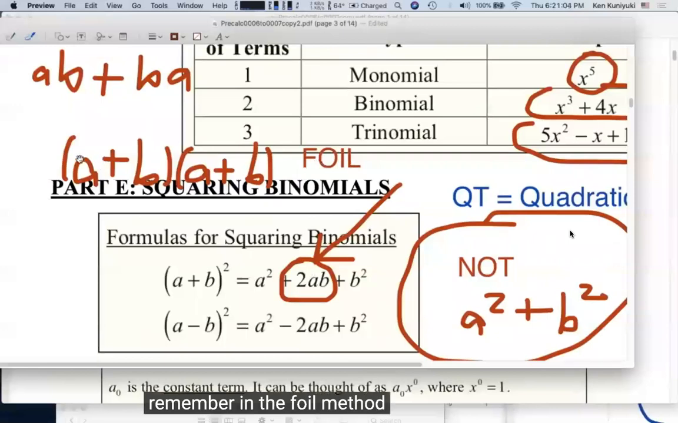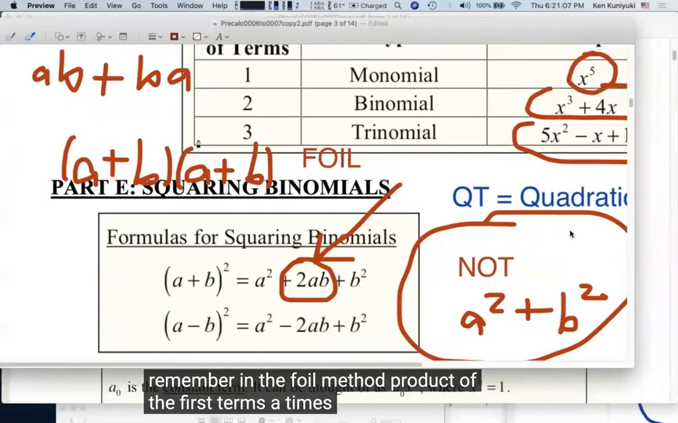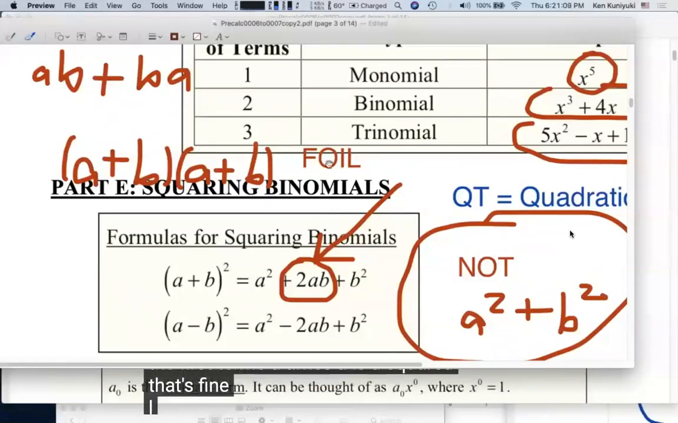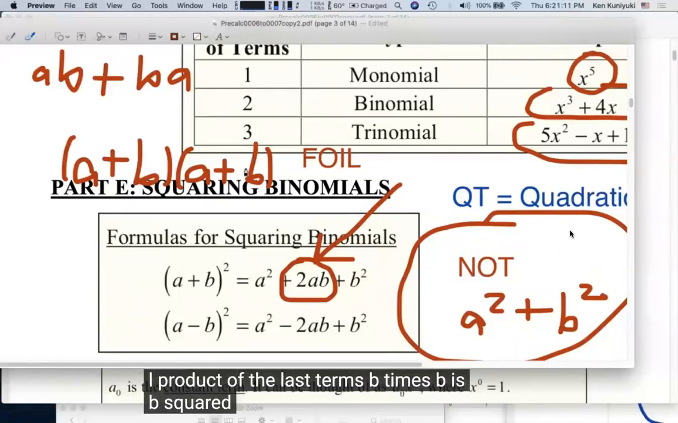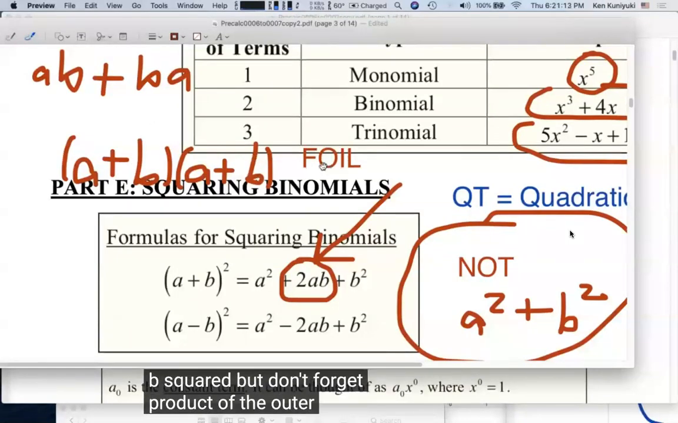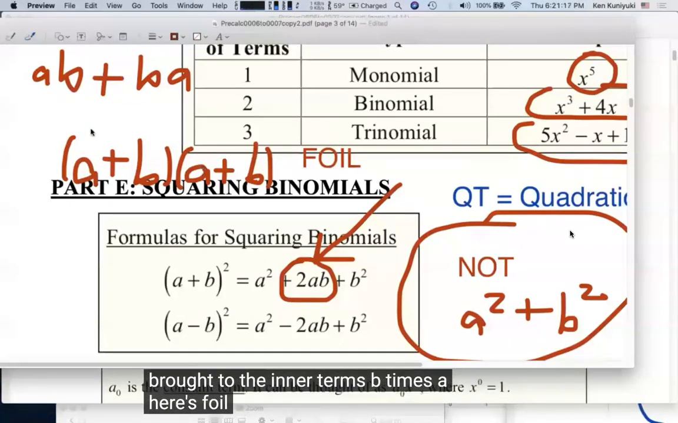Remember, in the FOIL method, the product of the first terms, a times a, is a squared, that's fine. L, the product of the last terms, b times b, is b squared. But don't forget the product of the outer terms, a times b, and the product of the inner terms, b times a. Here's FOIL, right?